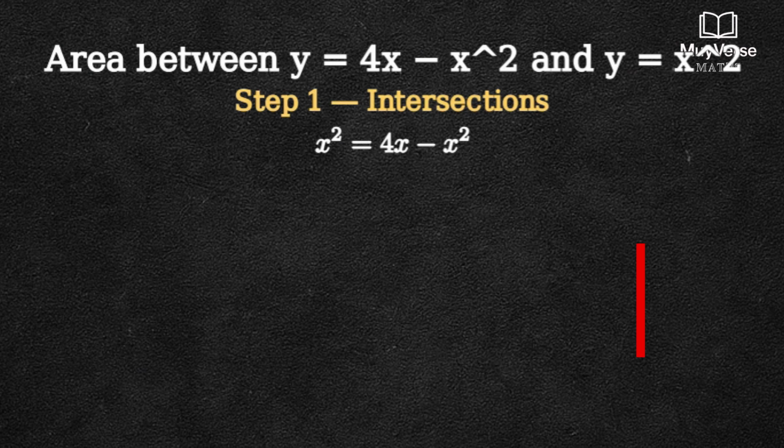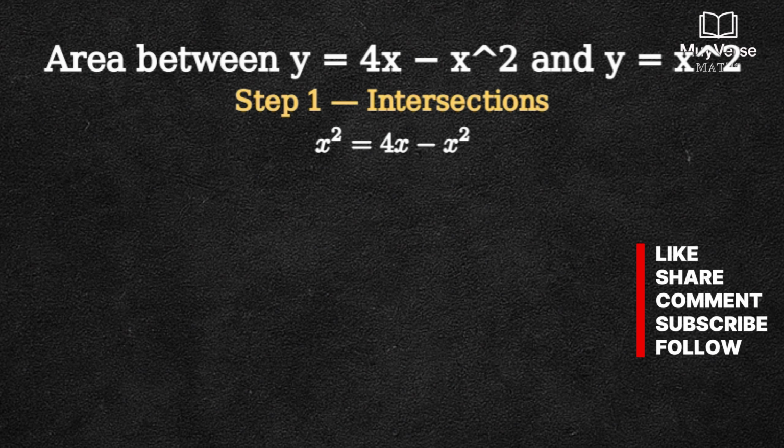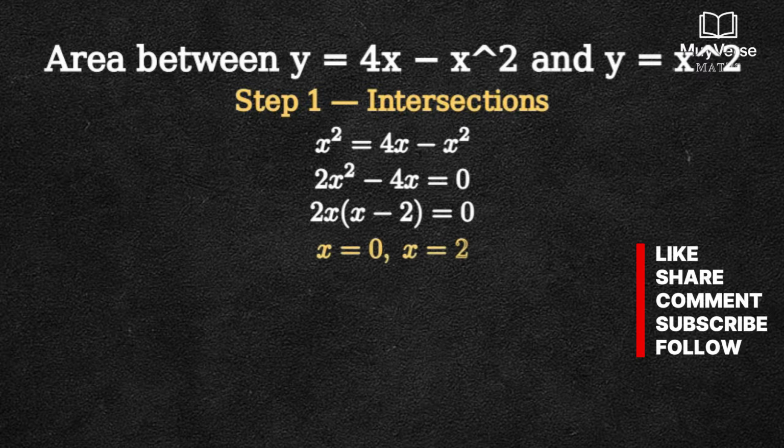x squared equals 4x minus x squared. Move everything to one side. 2x squared minus 4x equals 0. Factor: 2x times (x minus 2) equals 0. So the solutions are x equals 0 and x equals 2.